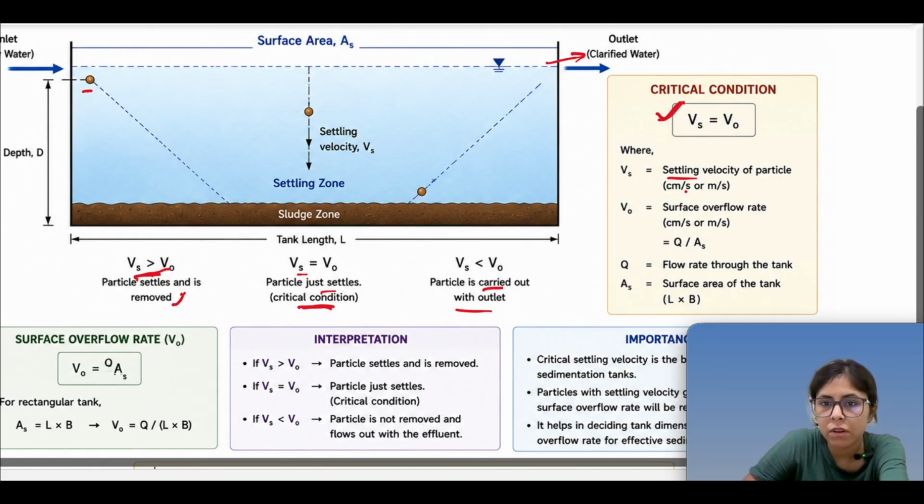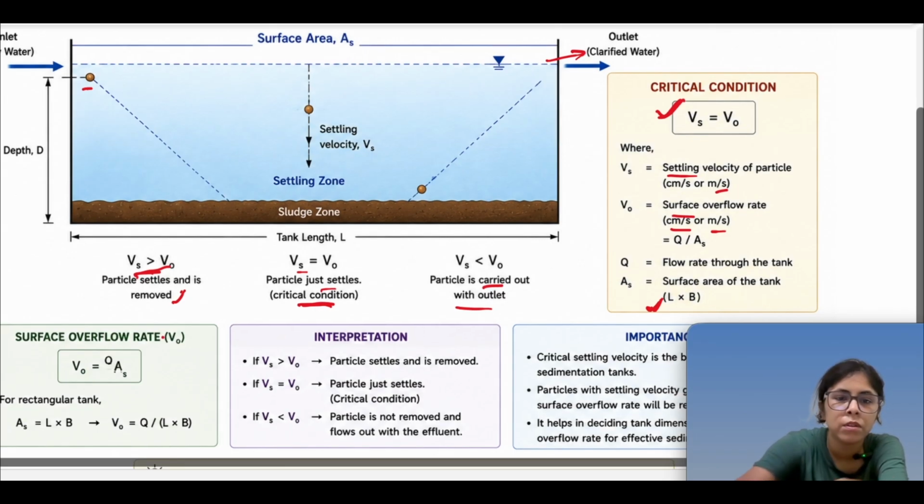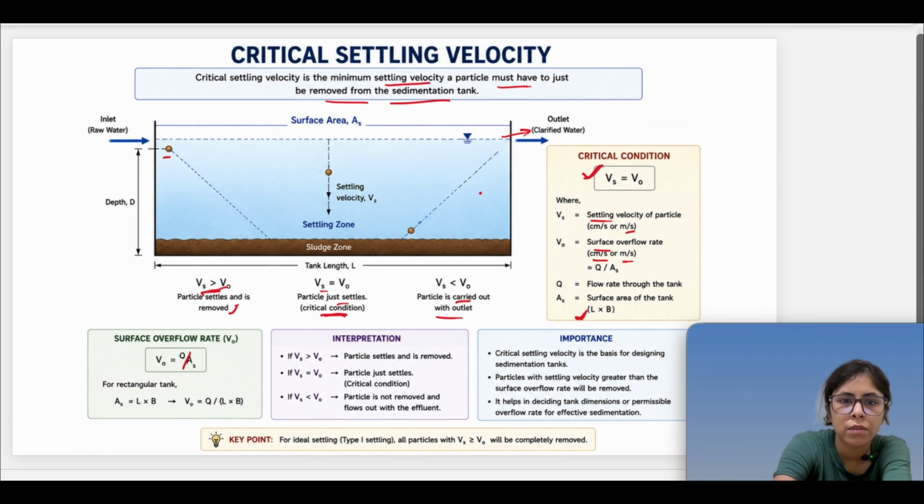Vs is the settling velocity in centimeters per second or meters per second. Surface overflow rate is in centimeters per second or meters per second. It is Q by A, where A is the surface area. This you have to remember. Okay, now V naught is Q upon As. So I think we got what we should get from this.